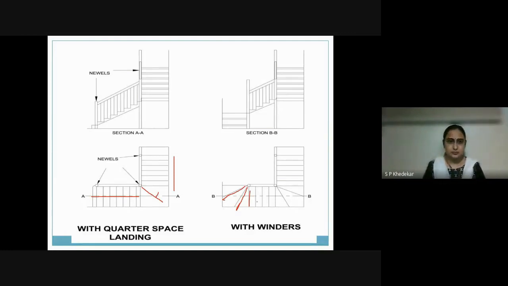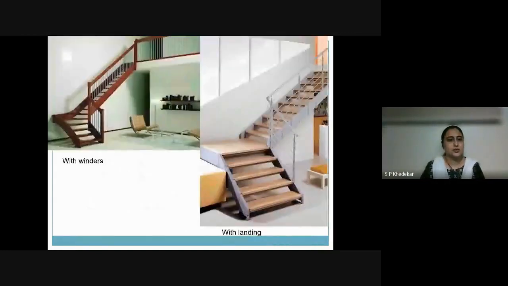So as we can see over here, it is a complete 90-degree change, and here winders are given, and here a landing is given. The first flight turns 90 degrees, and here the landing is given. This part is called a quarter part, hence it is called quarter turn stairs.